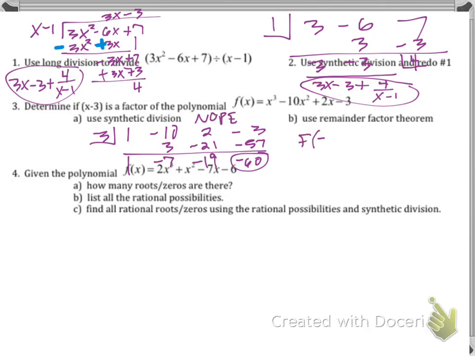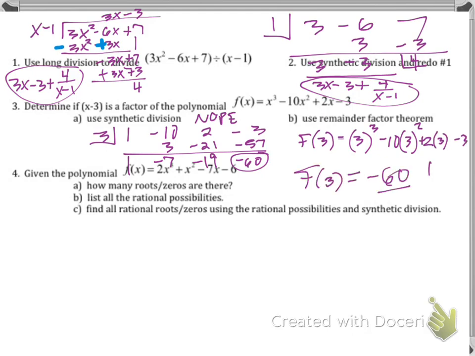And then part B here, use the remainder factor theorem. That's if you take the root, or the proposed root, the x minus 3, so I'm going to put 3 into the original function. What you get out is the remainder. So if it were a factor, you'd get out 0. But if not, then you get out the remainder. Kind of tells you how far off this number is from being a root. So that's the end of that.